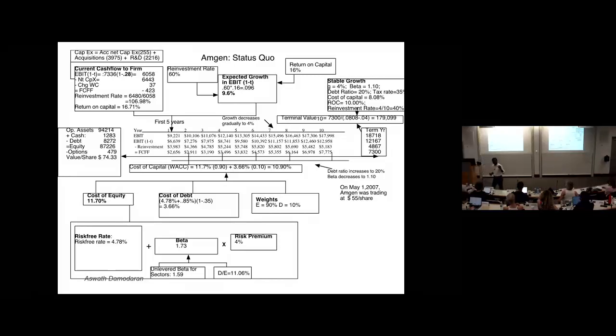You know the question you really should be asking me here is, if they're making 16.71%, the cost of capital is 10.9%. Implicitly, what am I telling you about competition? That there's no perfect competition, that there are barriers to entry, that there are competitive advantages. So what do you think the competitive advantage is that allows Amgen to make more than its cost of capital?